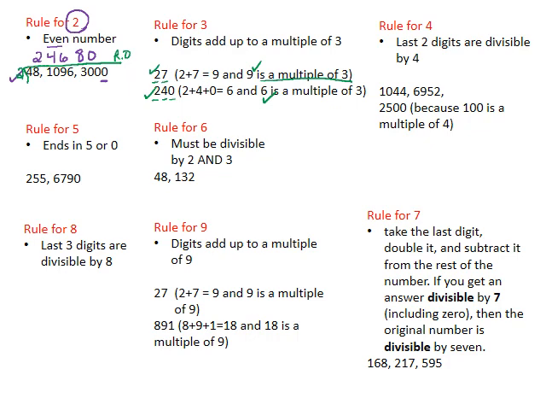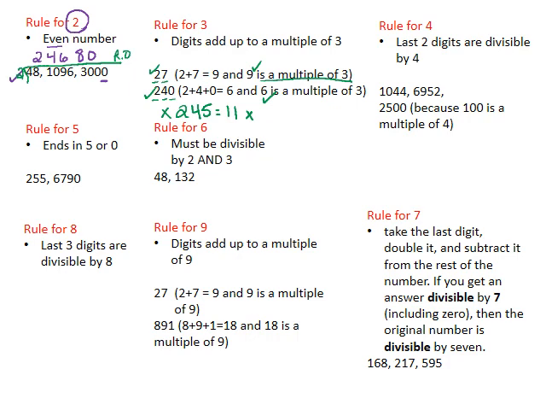We'll just try a non-example real quick. 2 plus 4 is 6, plus 5 is 11. 11 isn't a multiple of anybody, right? So it's definitely not a multiple of 3, so that doesn't work. 245 doesn't work.